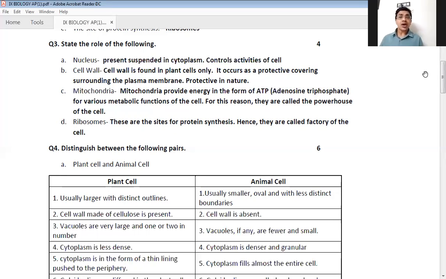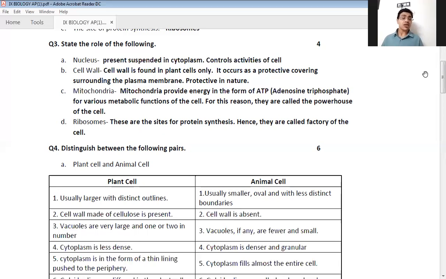Now it is 1 mark each. You can just write one function, that is the role of that particular organelle, and that would be done, right? So if it is a nucleus, you can write it is present, suspended in the cytoplasm. It is located in the cytoplasm. It suspends itself there. And when it comes for the role, it controls all the activity of the cell. So we say all the activities of the cell are controlled by the nucleus.